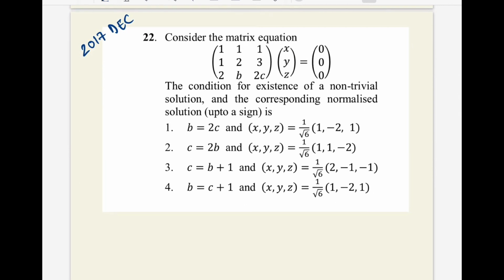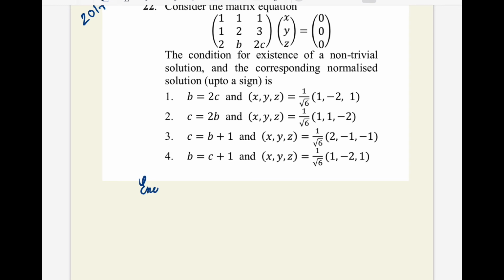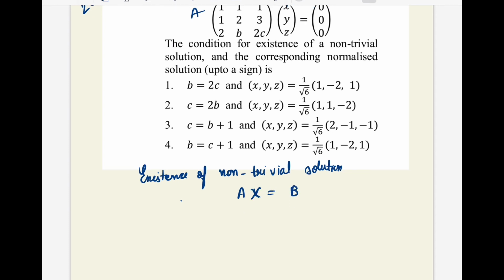Our next question is from 2017 December. Consider the matrix equation with rows 1 1 1, 1 2 3, and 2 b 2 c, multiplied by x y z, equal to 0 0 0. The condition for the existence of a non-trivial solution and the corresponding normalized solution up to a sign is this one. So for the existence of a non-trivial solution, the rank of A equals b. So A x equals b.